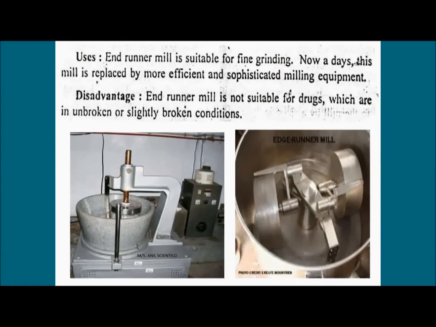So basically here, before putting the material, we used to break it in a proper way, because if we use a drug which is unbroken, it cannot break in this mill, it will remain as it is. Once the motor starts revolving, the drug will escape to this side and remain as it is. And if it is slightly broken also, the same problem will come. So preferentially the drug is broken to a greater degree before putting it in the end runner mill.